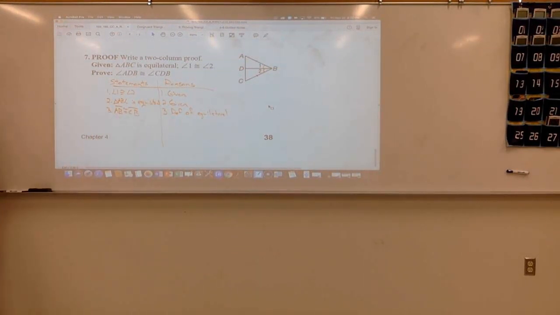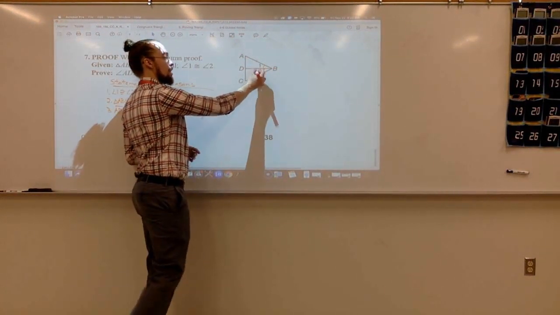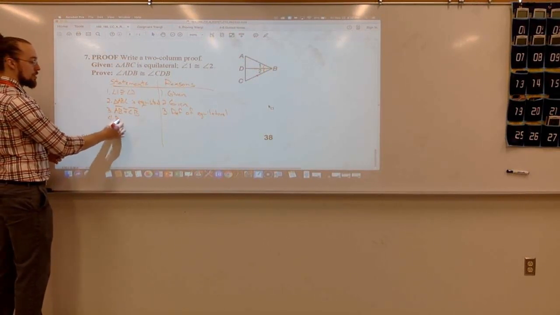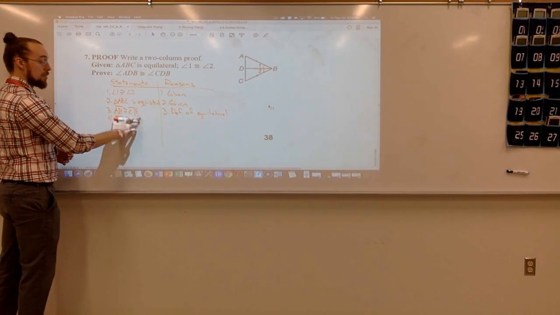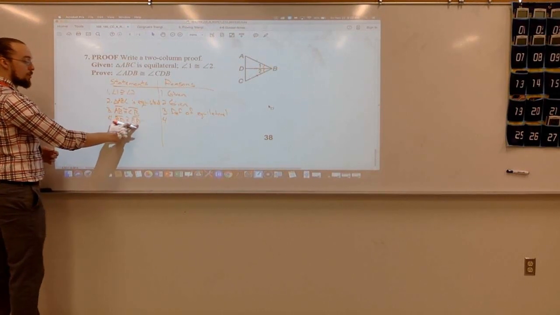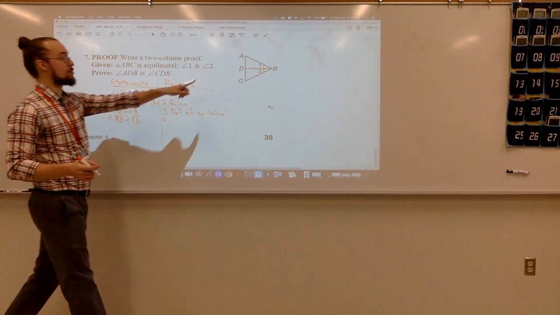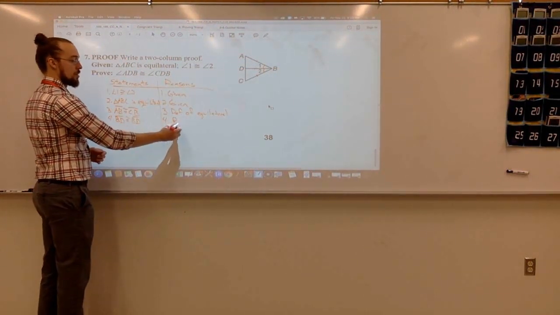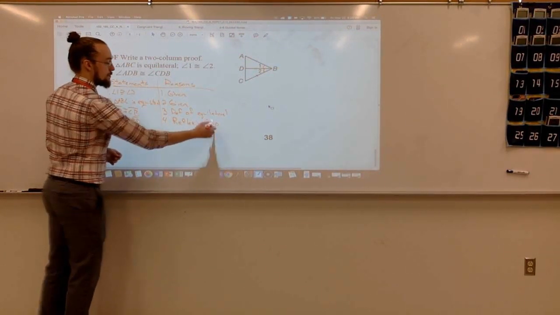Okay, and then we also already said that since they share a side, that side is congruent to itself. So I can say that BD is congruent to BD. Yeah, so our best plan of attack here is to show that these two smaller triangles are congruent, and then use CPCTC to say that these two angles are congruent. Okay, so this is the reflexive property.